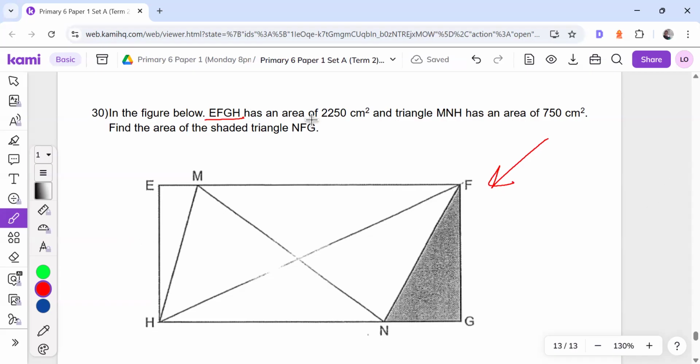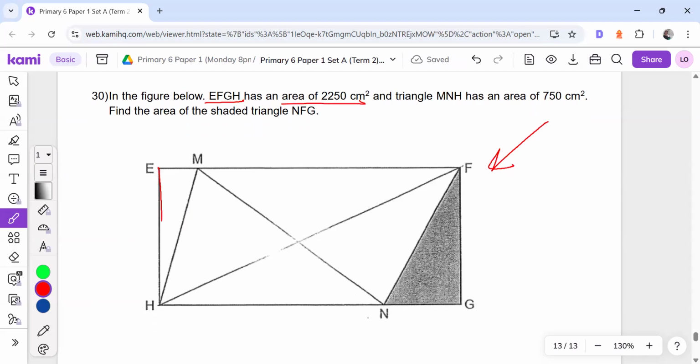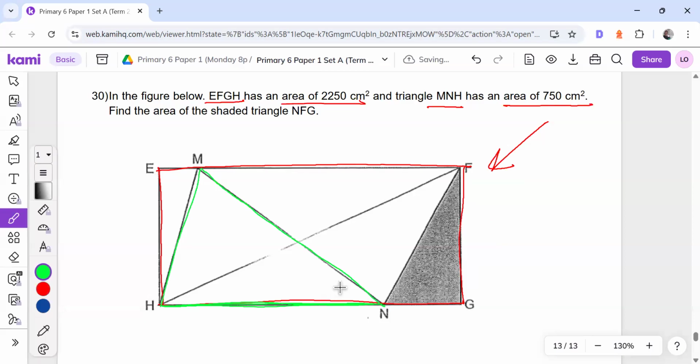EFGH has an area of 2250. EFGH means the entire rectangle. The entire rectangle is 2250. MNH has an area of 750. Where's that? Here. This is your MNH. There's a very important lesson here. This could be the most important lesson. And then the shaded area. This is the shaded area, which we don't know. MNH is 750 cm square. And the shaded area, we don't know. You're supposed to find the shaded area.